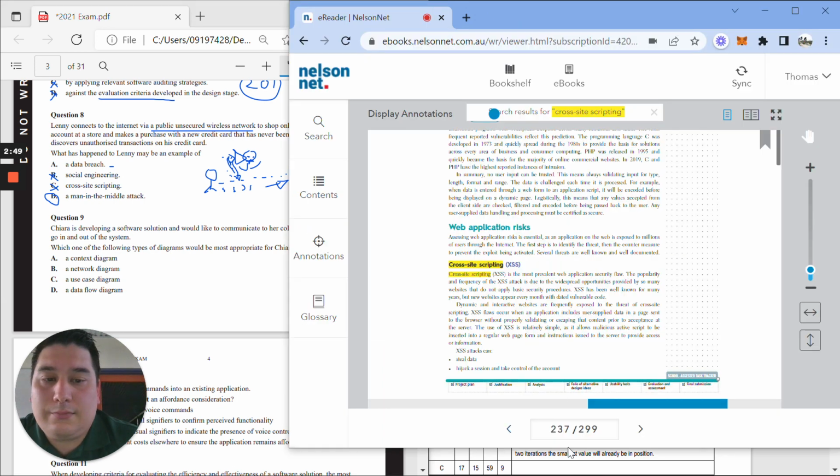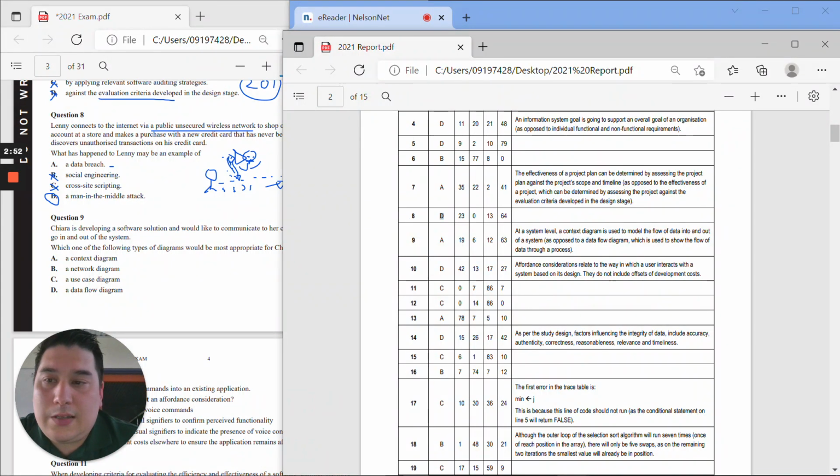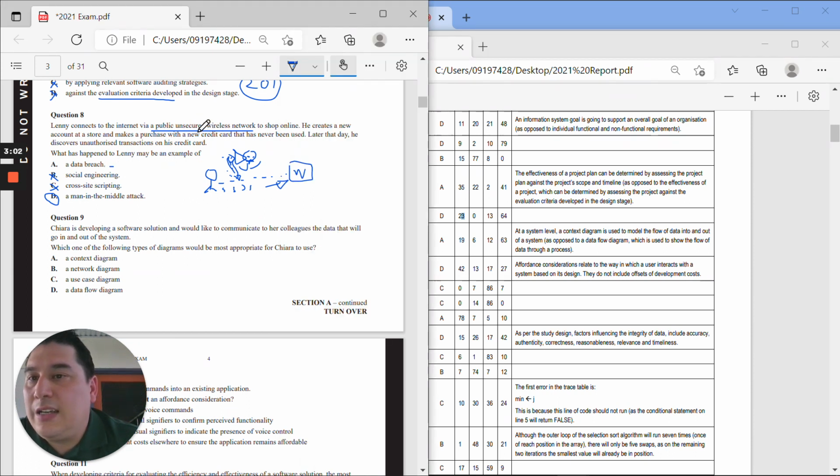Let's see, number 8. Number 8 is D according to them. A lot of people said A, a data breach, which it could have been, but we didn't get more information about that. I think the biggest giveaway here is this first sentence, the public unsecured wireless network. It didn't say anything about him logging into or leaving his data somewhere, or leaving his password on a post-it note, or someone else using his computer. There wasn't really a data breach, although you could classify that as sort of a data breach. But there was a man in the middle. He stole his stuff because he was on an unsecured wireless network.